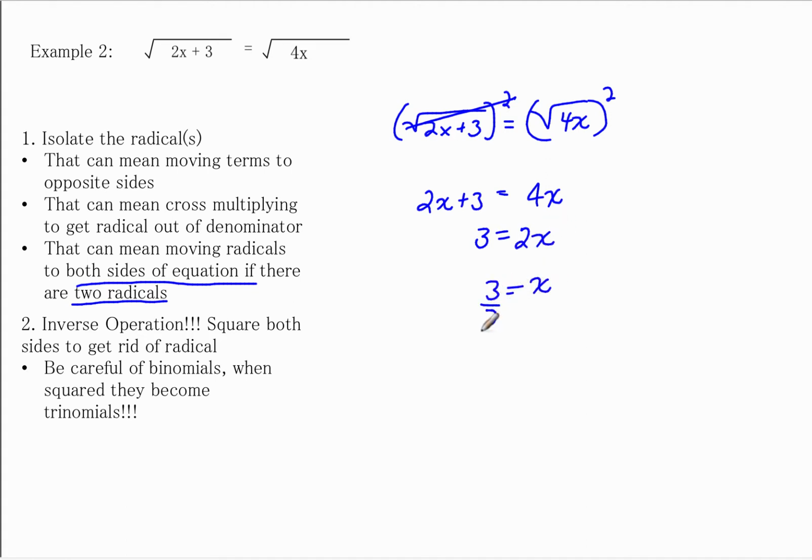X equals 3/2. And we should always check to make sure our answer works, because as we found out the other day, sometimes we can come up with a fake answer, so to speak, that when we put it back in, it doesn't really check.